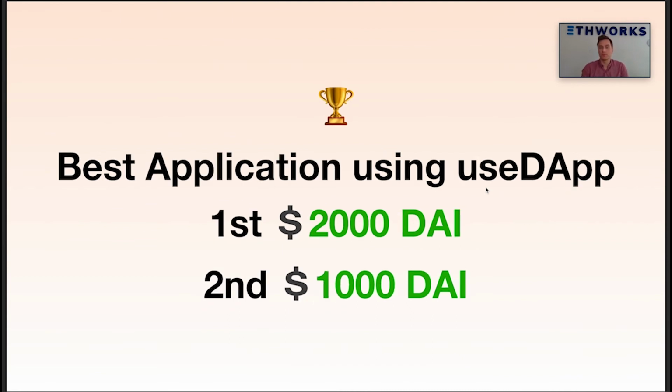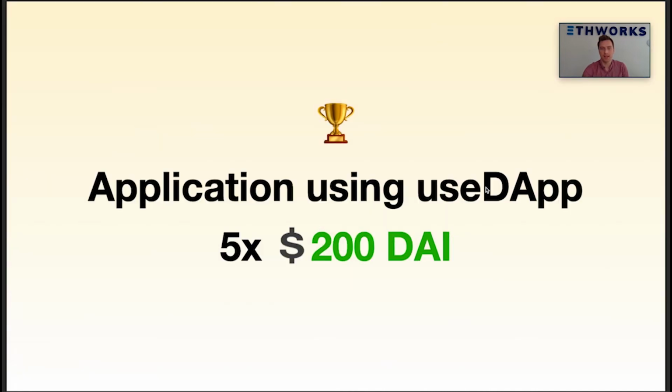For people who want to build applications, we have even more awards. There is a 2,000 DAI award for the best application using UseUp, and there is a 1,000 DAI award for the second place. Additionally, we have 5 more awards for other applications using UseUp that would go to the third and the following places.